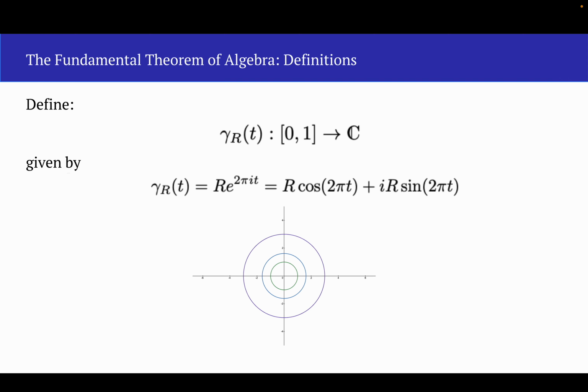Lastly, I'm going to provide a definition. Throughout this proof, I'll refer to circles in the complex plane and the image of circles. Whenever I refer to a circle here, I mean a curve of the form gamma of r, which maps from the unit interval to the complex plane, and is given by this closed form r e to the 2 pi i t. You can see visually two circles here with radius 1 and radius 3, which just wrap around the origin one time in the complex plane.